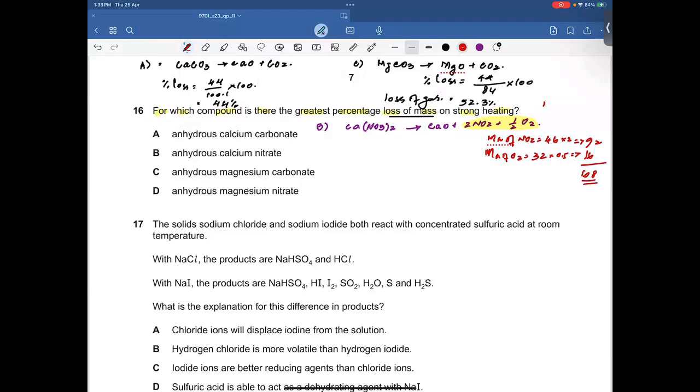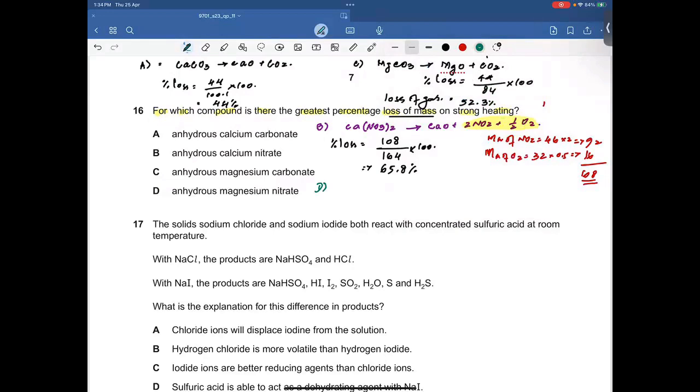Okay. Percentage loss, find out. So 108 is the loss in mass, divided by the MR of calcium nitrate, which is 164. 164 you need to calculate on your own. It's not given in the book question. So 108 divided by 164 times 100. It's basically 65.8%. My goodness. I have to calculate option D.